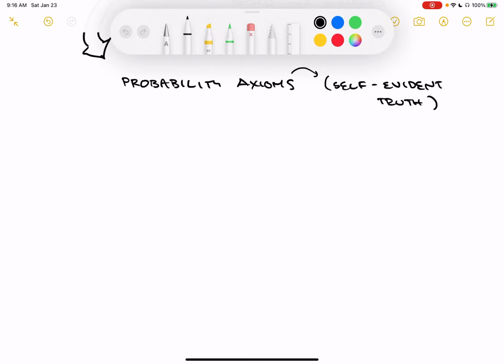I'm going to start out by just saying let's start with a probability. I'm going to do a little bit of math notation here. So I'm going to look at a probability measure.